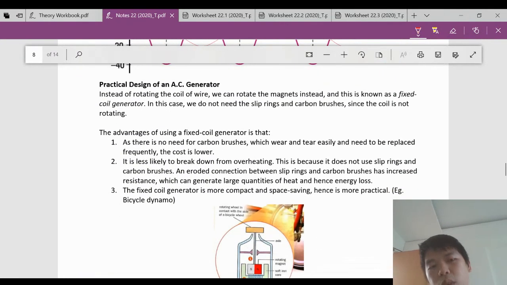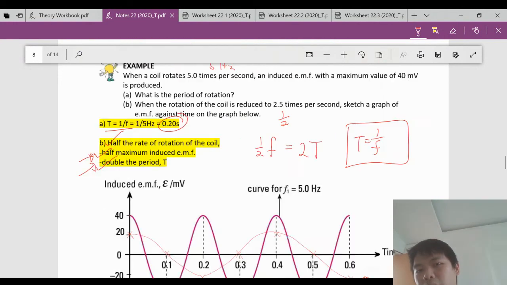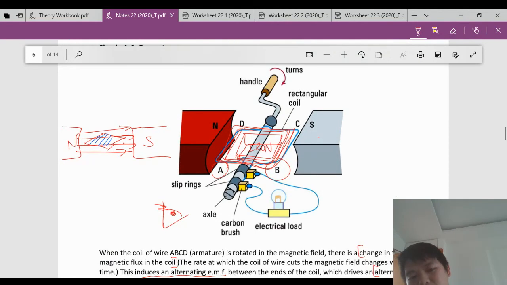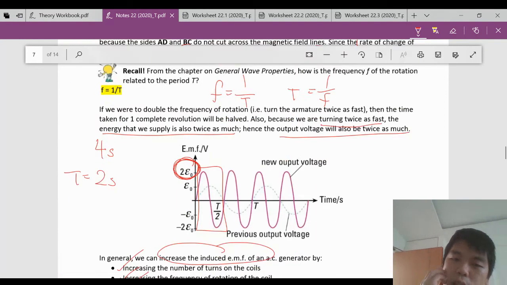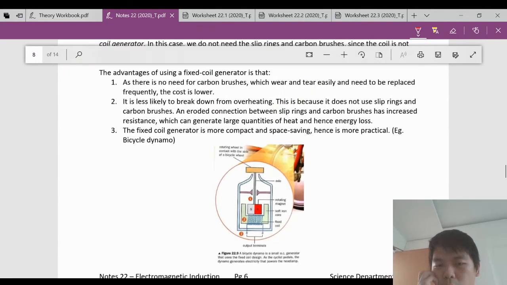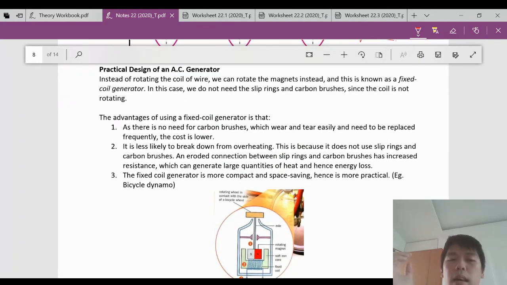Next, when we design an AC generator, there are a lot of practical considerations. We cannot just use whatever we have learned like this setup here, because in this setup, it may not be practical for every situation. So let's take for example, in real world use, instead of rotating the coil of wire, now we rotate the magnet. So we keep the coil fixed and then we rotate the magnet. This is known as a fixed coil generator. In this case, we will not require slip rings. We will not need the carbon brushes because now the coil is not moving. We are just moving the magnet.